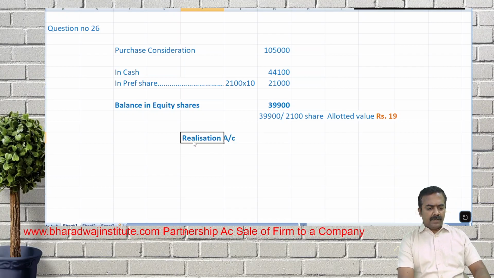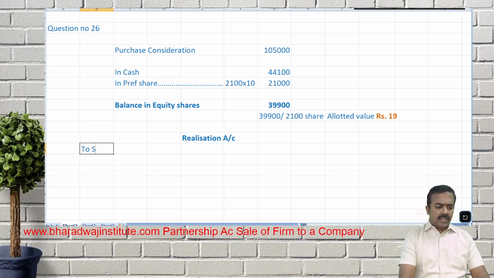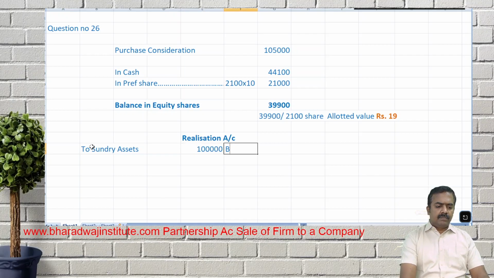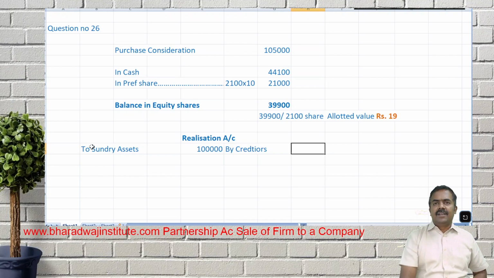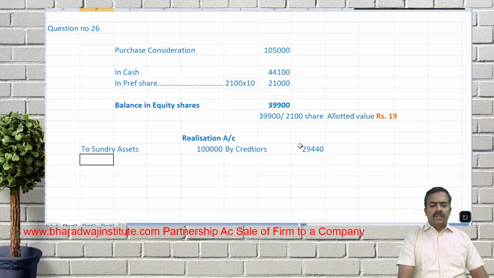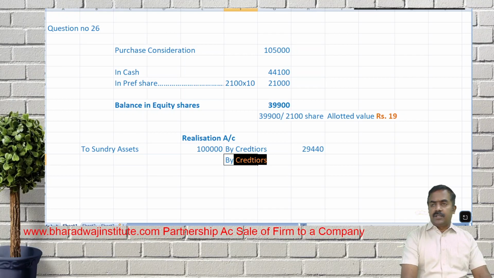Realization account: To sundry assets. To sundry assets, see how much there is, 1 lakh. By liabilities, there is only one liability. As usual, transfer of assets to realization: all assets are transferred, 1 lakh. Only creditors are there as external liability. What is the creditors? 29,440. Then wait.